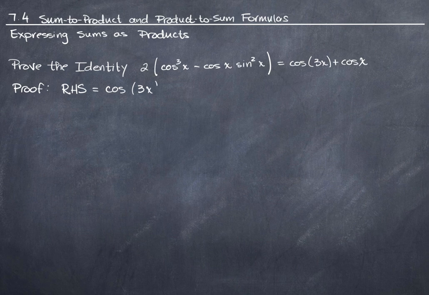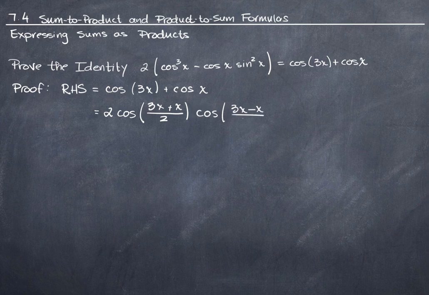of 3x plus the cosine of x. And that is the sum of cosines of two different angles. So my formula says cosine alpha plus cosine beta equals, so my alpha in this case is going to be 3x, and my beta is going to be x. Cosine alpha plus cosine beta equals, so I can rewrite this as 2 times the cosine of alpha plus beta, that's 3x plus x, all over 2, times the cosine of 3x minus x, that's alpha minus beta, all over 2.